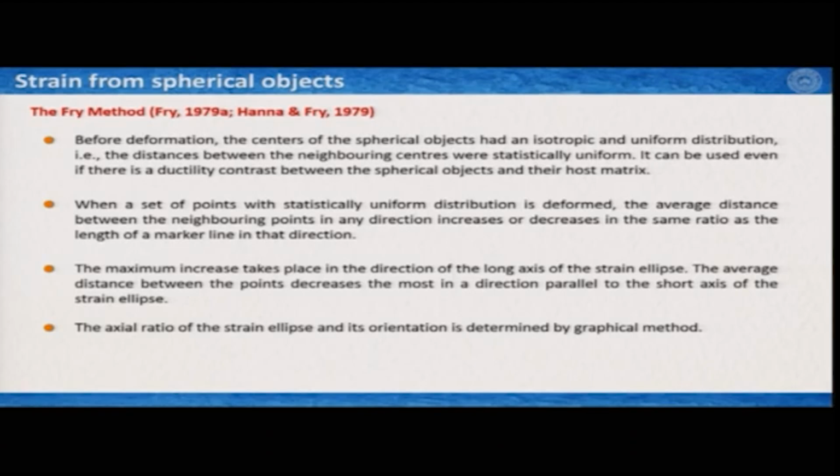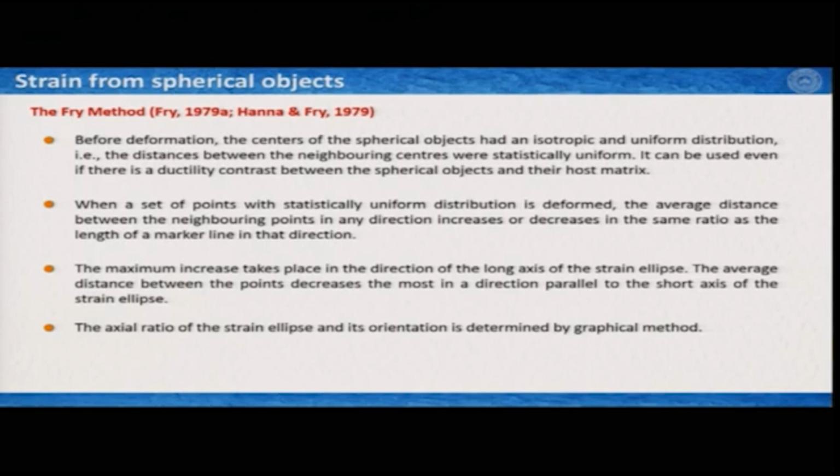Now the first concept is written here, but I would love to read it for you. Before deformation, the centers of the spherical objects had an isotropic and uniform distribution. That is, the distances between the neighboring centers were statistically uniform. It can be used even if there is a ductility contrast between the spherical objects and their host matrix.